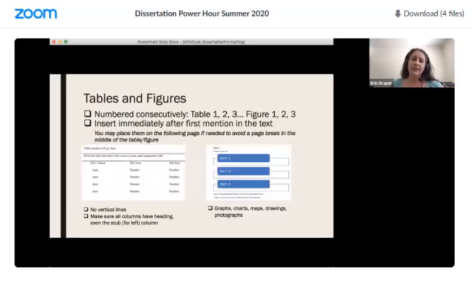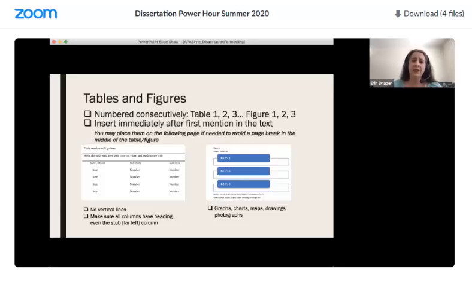Tables and figures, depending on what kind of dissertation you're doing, there's a really good chance that you will have tables and/or figures somewhere in there. Anything that you're doing, if you're doing quantitative stuff, it's almost 100% guaranteed that there will be tables in there and statistical charts and all sorts of fun stuff.